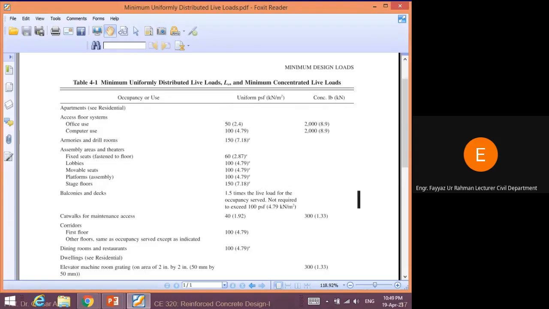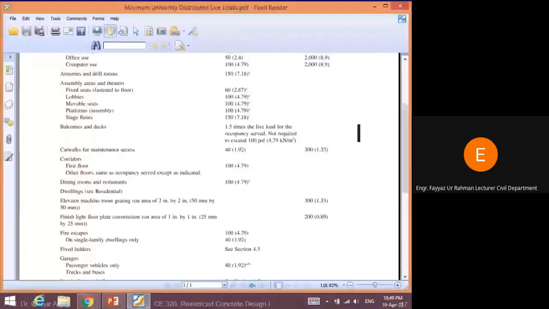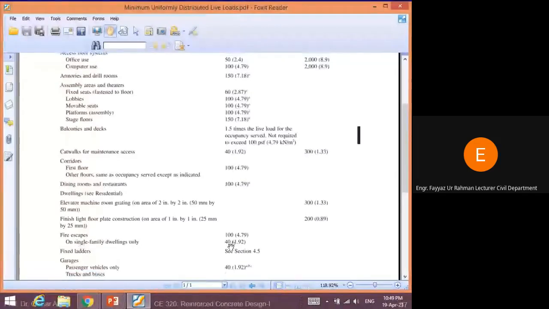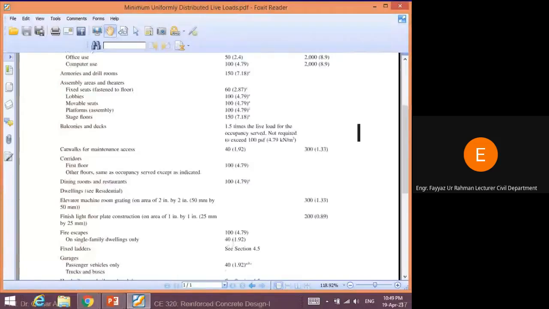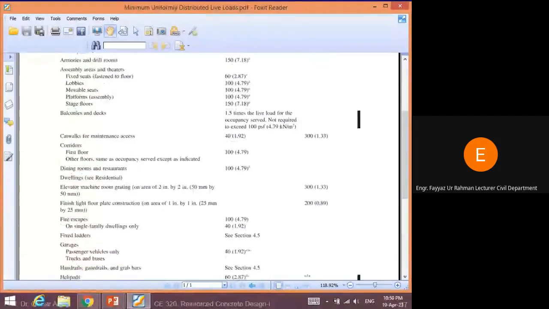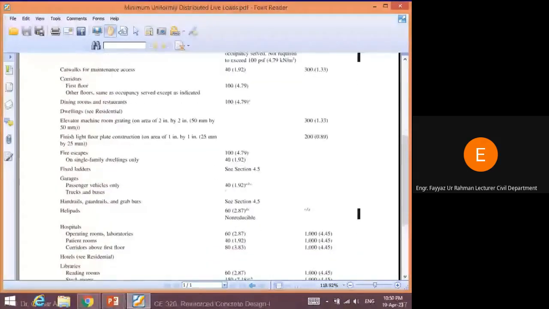Similarly, you can see for different occupancies, these loads are given. For residential building, clear? You can see here one single family dwelling. For that, the live load will be 40 pound per square foot. Okay. Similarly, for classroom, the live load is also 40 pound per square foot. Clear?